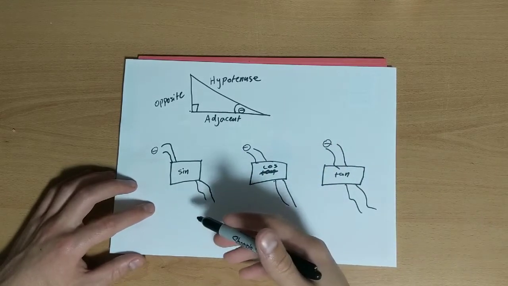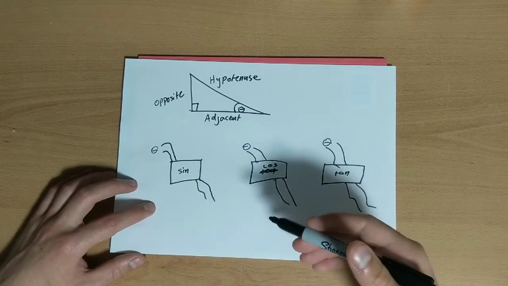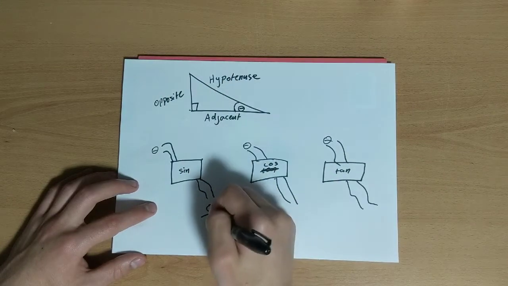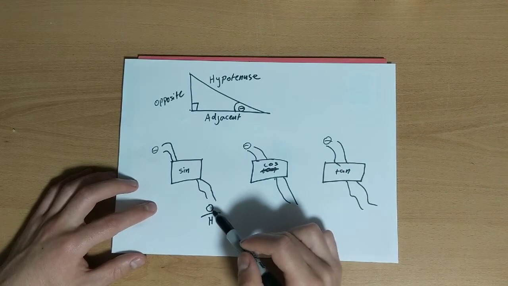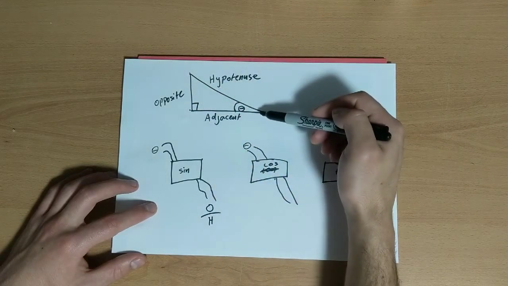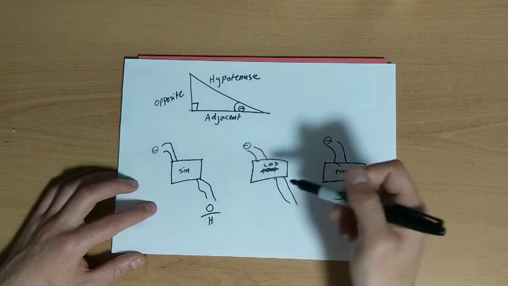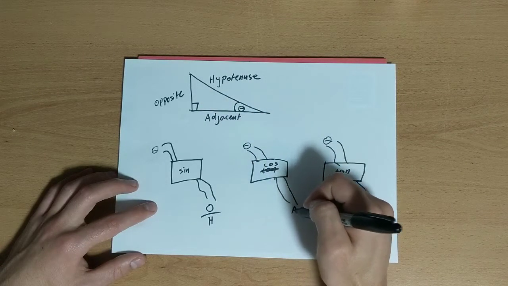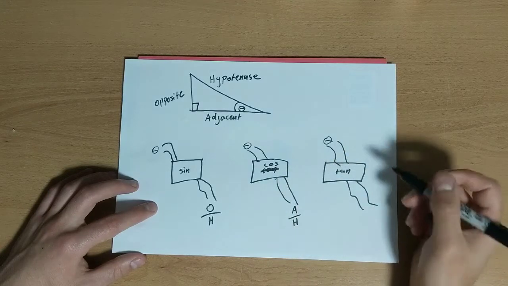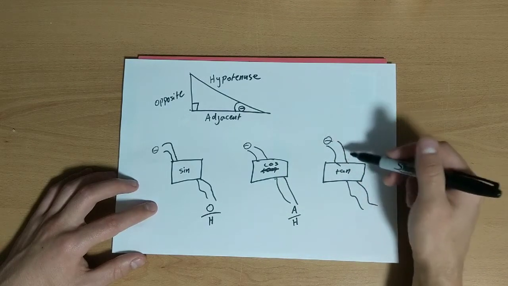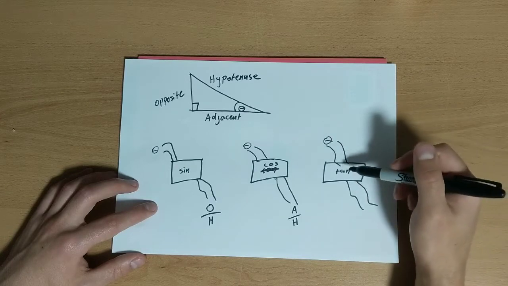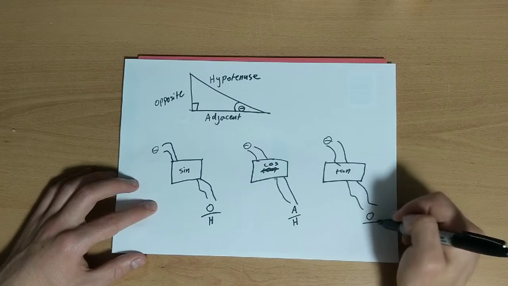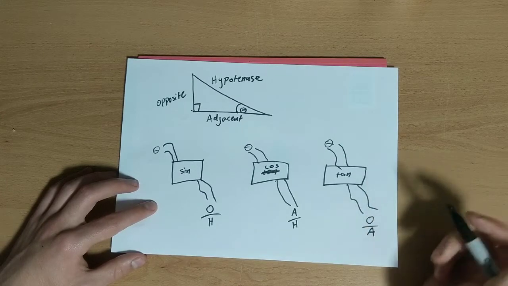So what pops out of the machine for the sine function is the opposite side over the hypotenuse. So the ratio between the opposite side and the hypotenuse is the number that pops out of the machine. For the cosine, the number that pops out of the machine is the ratio between the adjacent side and the hypotenuse. And for the tangent function, the number that pops out when we apply the tangent function to the angle is the ratio of the opposite side to the adjacent side.